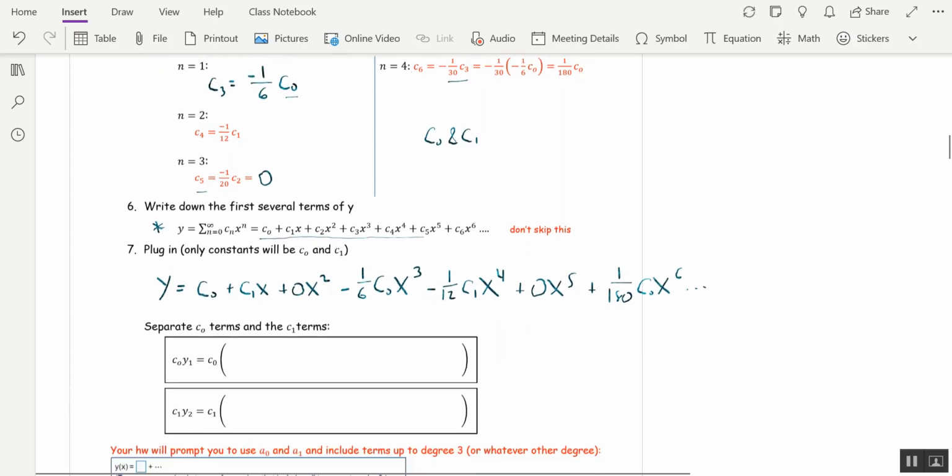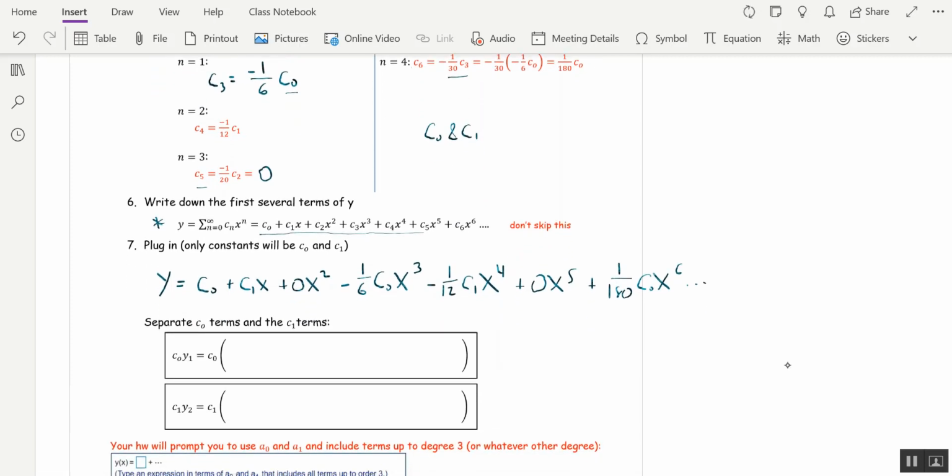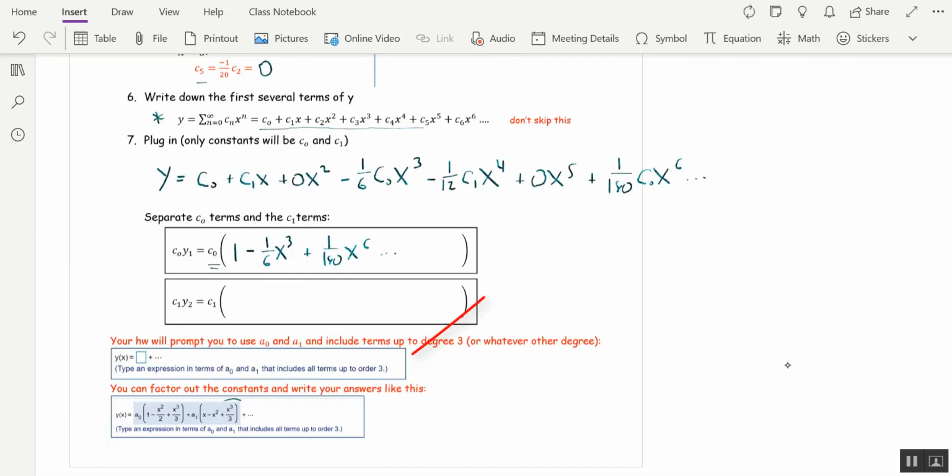Okay, then you're going to write down all the C0 terms. So I factored out a C0, and I'm going to write down the terms that get paired with C0. So a 1, and then minus 1/6 x cubed, and then plus 1 over 180 x to the 6th. And then I write dot, dot, dot, but in your homework, I have an example here of how you're going to format your homework. You're not going to put the dot, dot, dot in the parentheses because they put the dot, dot, dot after the parentheses for you.